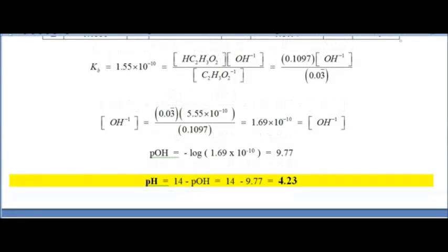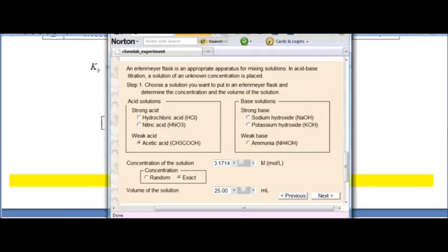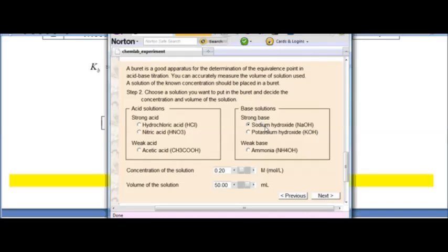I want to show a virtual titration here real quick, just to show how close we get to a pH of 4.23. Again, we're using a 5% rule, so I would hope that we get very, very close. In this demo, I've got acetic acid, which is right here, and I've got my concentration. Things are a little bit scrunched up here, and I've got an exact concentration and an exact amount. And then I'm going to use my sodium hydroxide, which has a concentration of 0.2 and 50 milliliters.